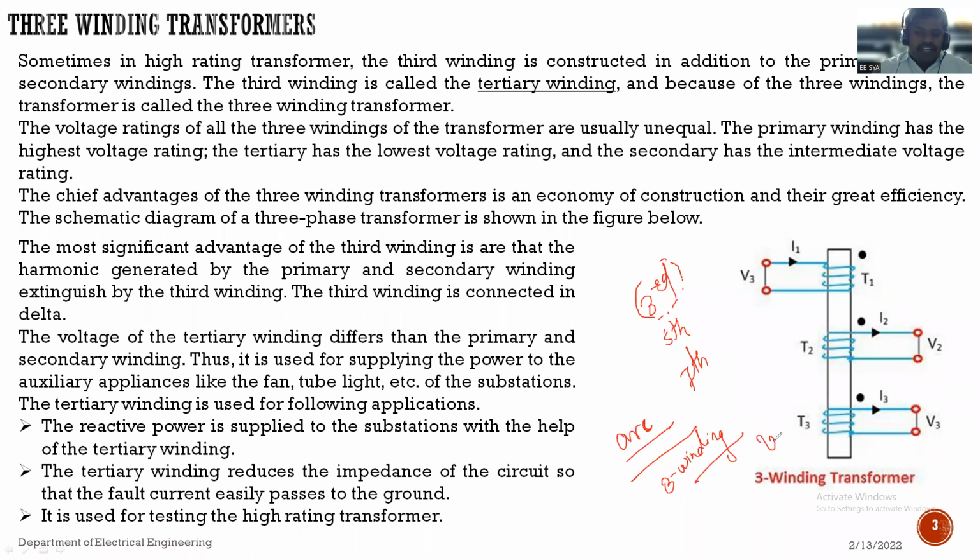As we know, the voltage rating of this transformer's third winding is different and it is less than that of the other two, या दोन्ही पेक्षा काय असेल, लेस असेल. Suppose this winding has 440 volt, this winding has a voltage of 11 kV, so less than that, suppose this winding has a voltage of 230 volt, right? So suppose this is 230, the third winding is also used for supplying the power to appliances like a fan, tube light in the substation.